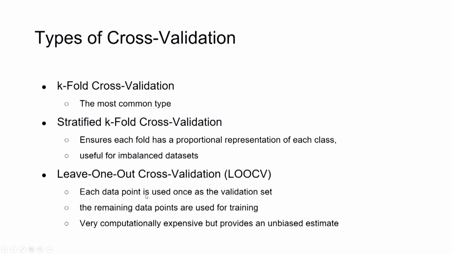But definitely in this case, if your data is very large, and since every time we are using only one as a test data and the remaining as training data, the number of iterations will be very large, and that is why it will be computationally very expensive. It will provide you an unbiased estimate also, because only one data point we are using as a test data. But these are the most popular, most common different types of cross validation.